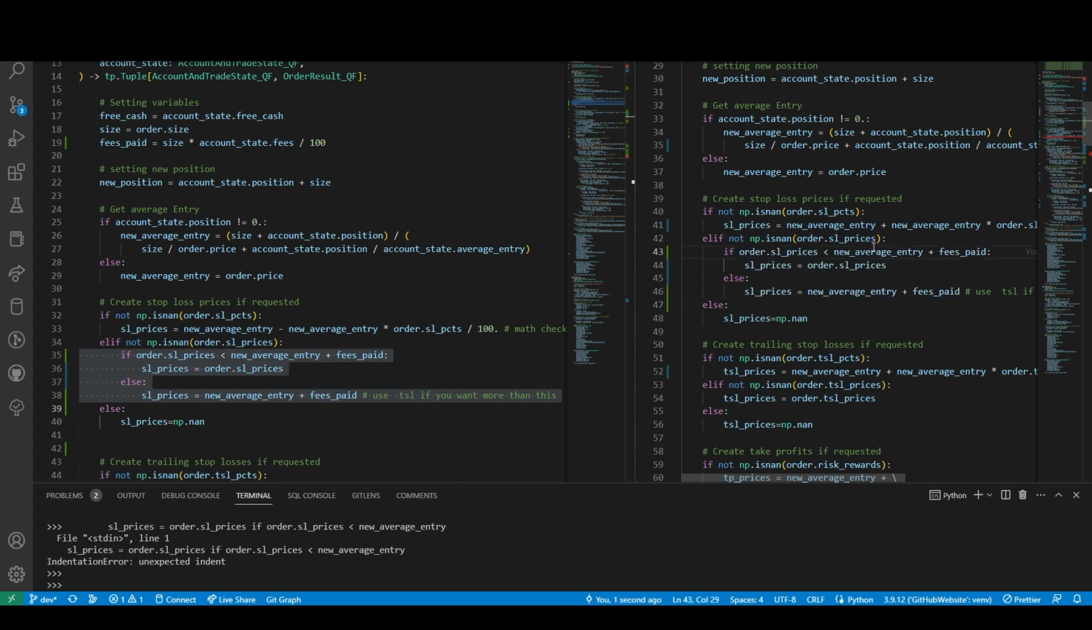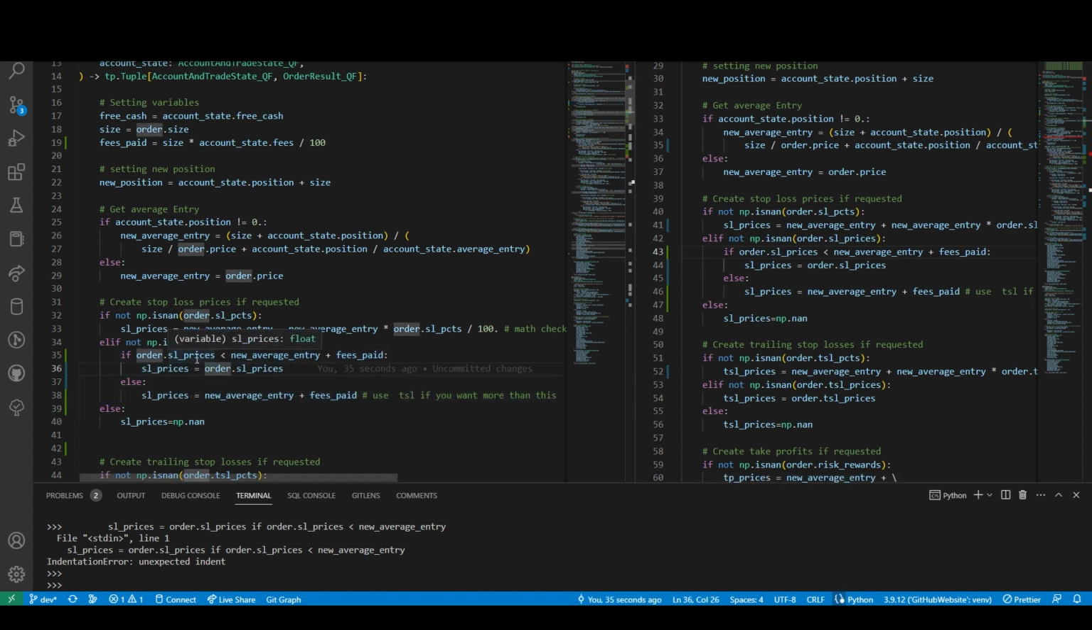If order stop loss is, so this is for selling. So if the stop loss price is, wait, what? If we're longing, if the stop loss price is less than this, okay. So if we're shorting, if the stop loss price is, wait, what? If we're longing and the stop loss price is less than the new average entry plus the fees, okay? If we're shorting, it's minus the fees, okay?